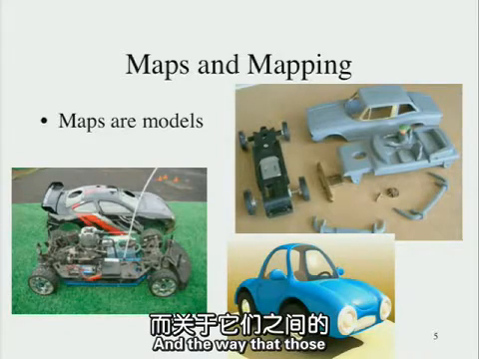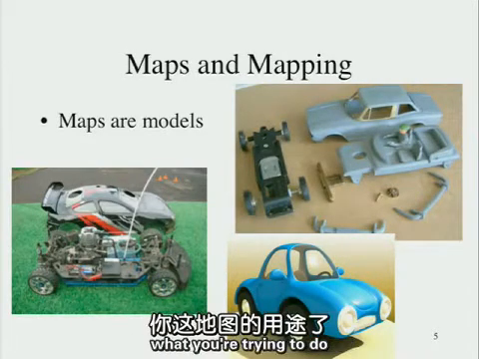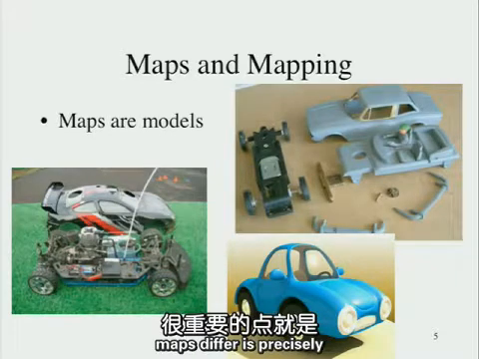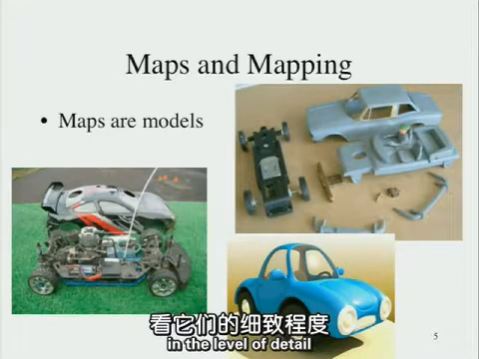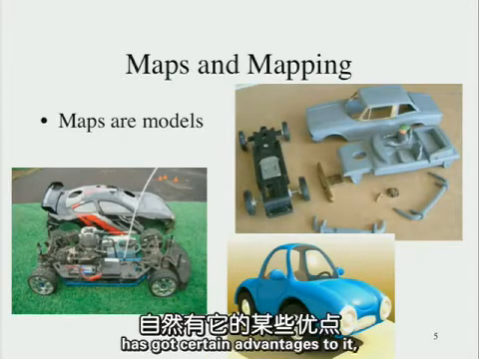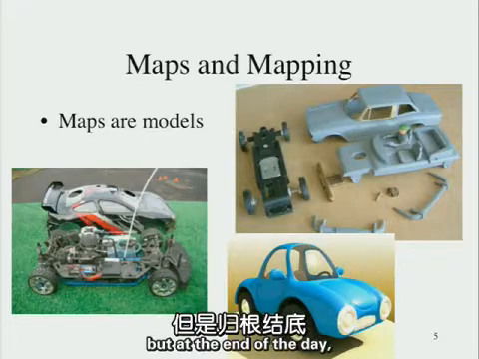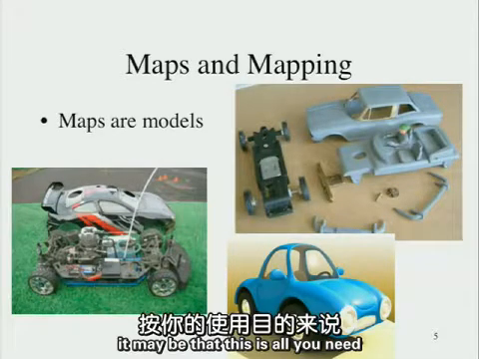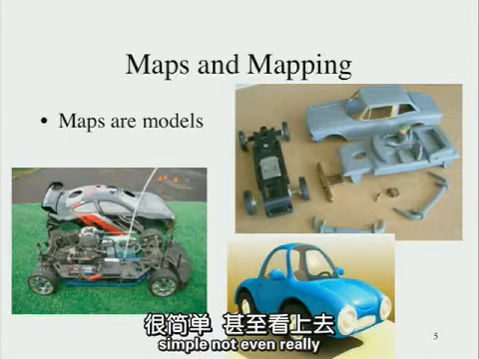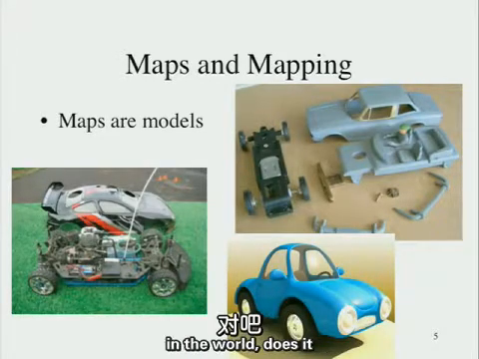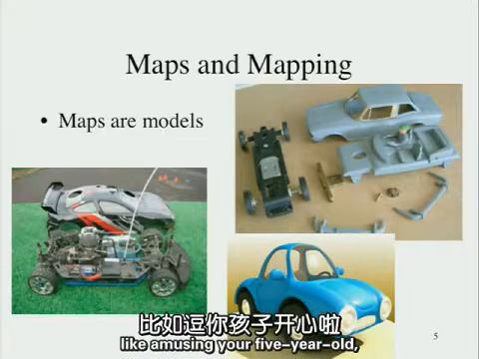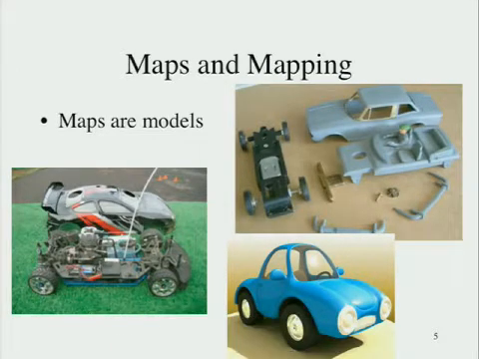And the way that those similarities and differences play themselves out depends on what you're trying to do with the map. And yes, one of the key ways in which maps differ is precisely in the level of detail. A more detailed model like this remote-controlled car has certain advantages to it, but at the end of the day, it may be that this is all you need for the purpose at hand, right? It may be that this funny-looking, simple thing, which doesn't look like any car you've really ever seen in the world, does it? But you can tell it's a car. There's no question about it. And for certain purposes, like amusing your 5-year-old, this might actually be way better. Okay.